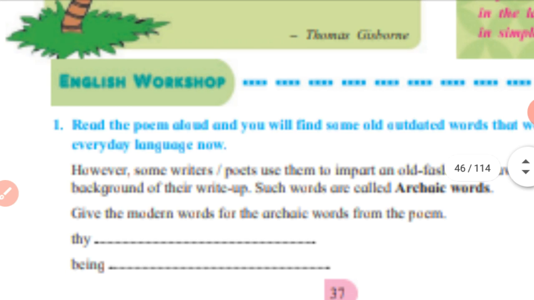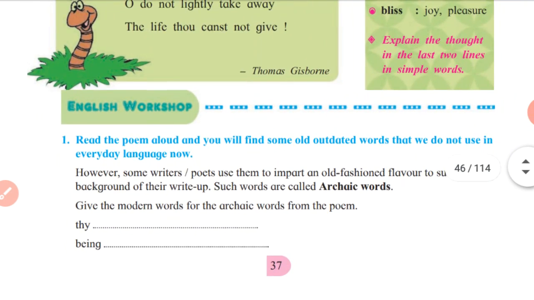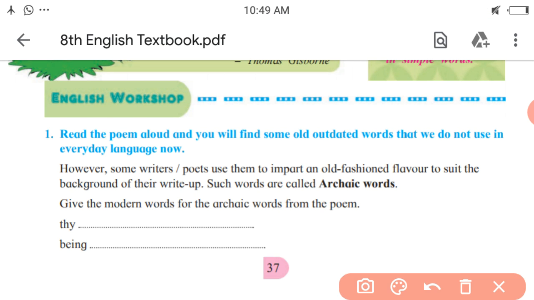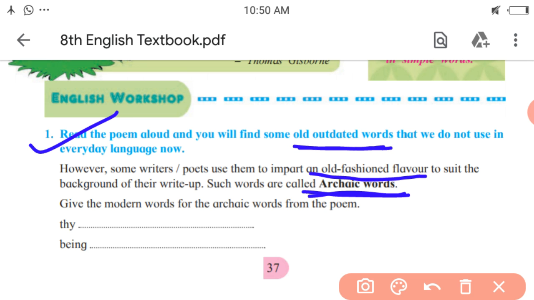First activity, read the poem aloud and you will find some old outdated words that we do not use in everyday language now. However, some writers or poets use them to impart an old fashioned flavor to suit the background of their write up. Such words are called archaic words. So remember, old fashioned flavor is given by using old outdated words, and such words are called archaic words.